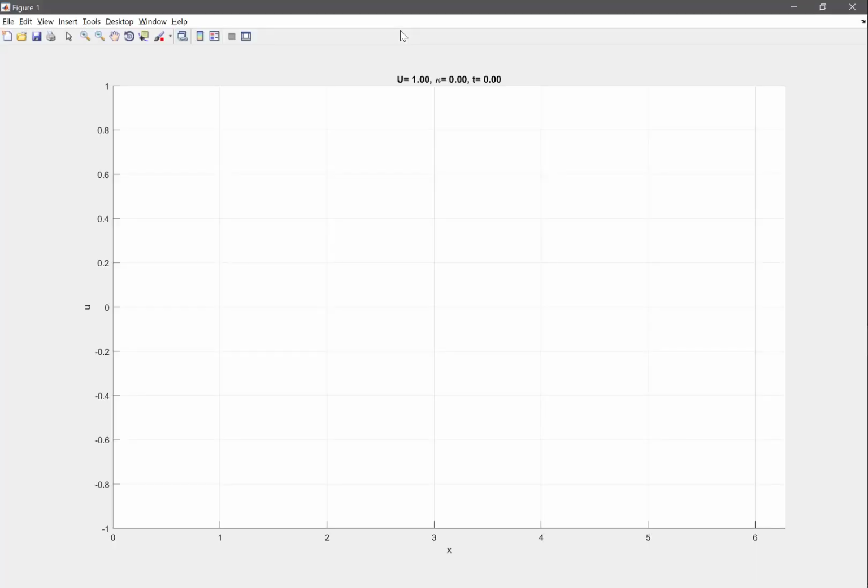So I'd like to have somebody come up and just draw the initial condition for that advection diffusion equation.